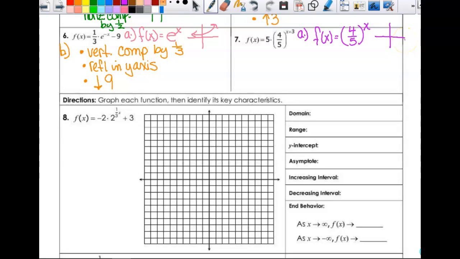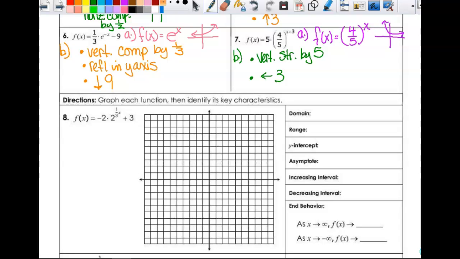Is this one increasing or decreasing? Decreasing, good, because this is less than 1. This parent function, because remember, this is just talking about the parent function, this part itself right here. All right, then how many transformations do I have? 2, right? I have this 5, which makes it a vertical what? Stretch, good. Vertical stretch by 5. And then I have this 3, which means I do what? Left 3. Okay. Any questions at all?